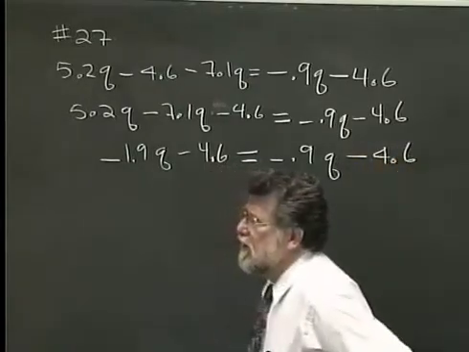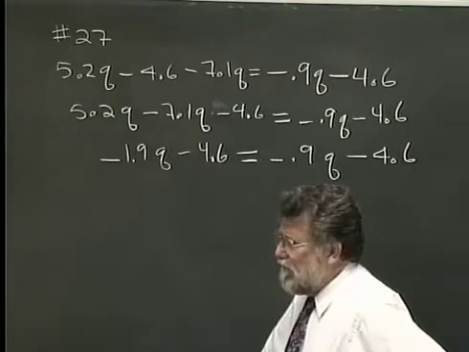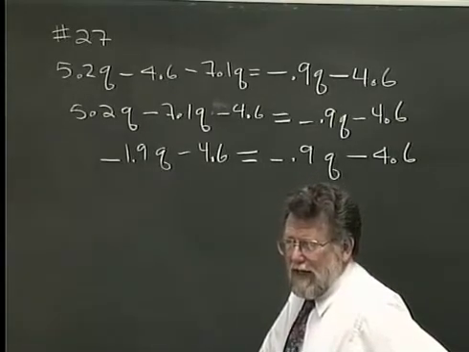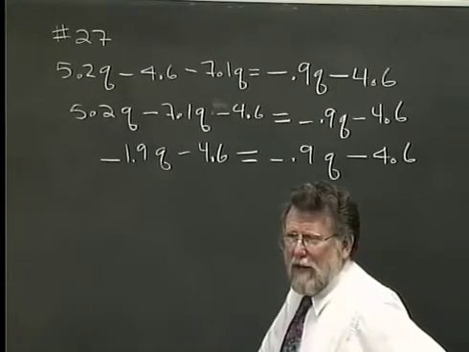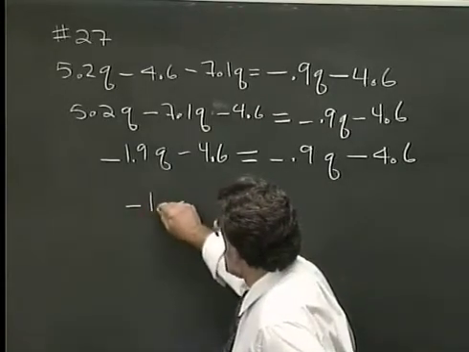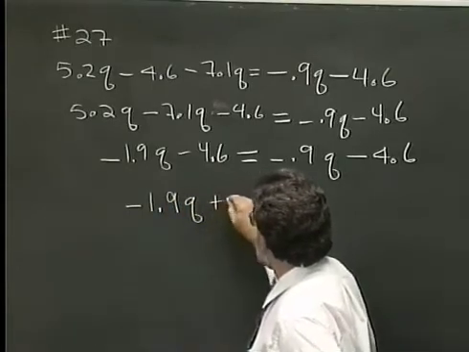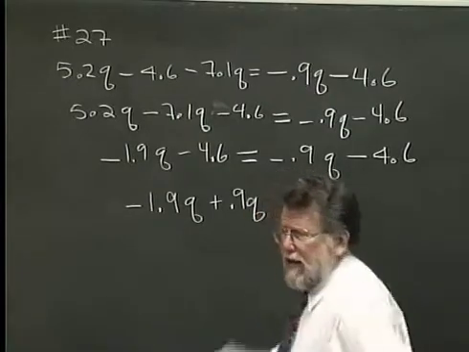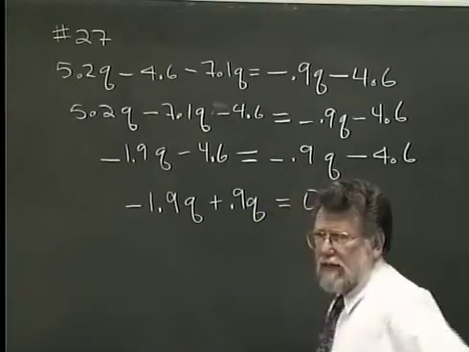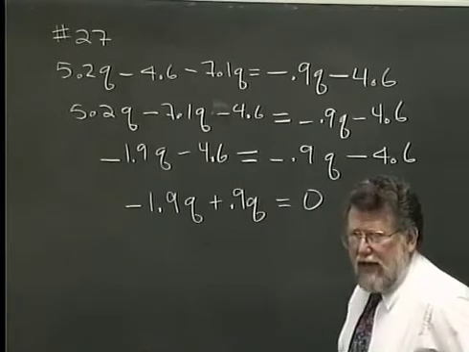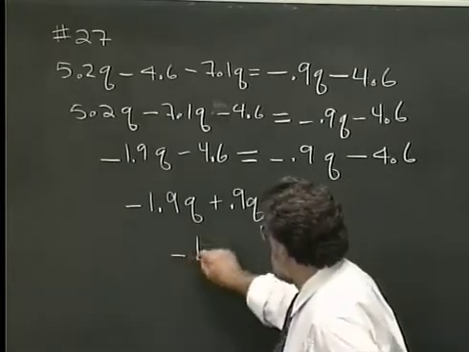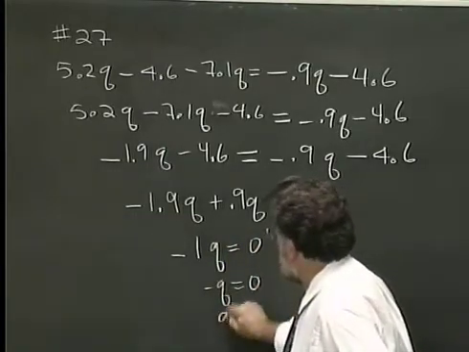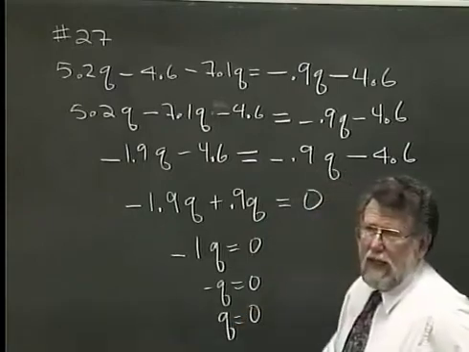But what now is very obvious. If I add 4.6 to both sides, the numerical part is out immediately. I don't know if it's necessary to see that, but certainly this might be a nice in-between step. You added 0.9q to both sides and added 4.6 to both sides and immediately get to this. Then this becomes negative 1q equals 0, so negative q equals 0. So q is equal to negative 0, which is 0.